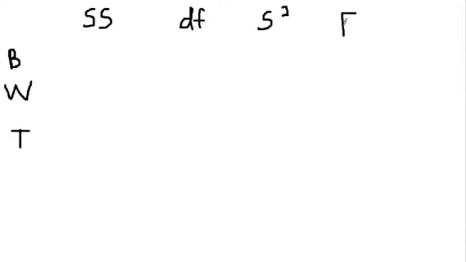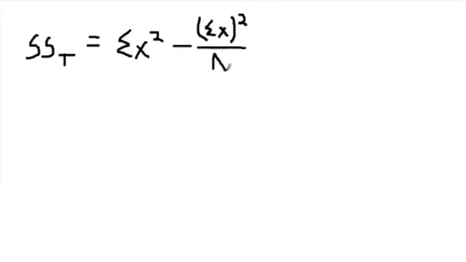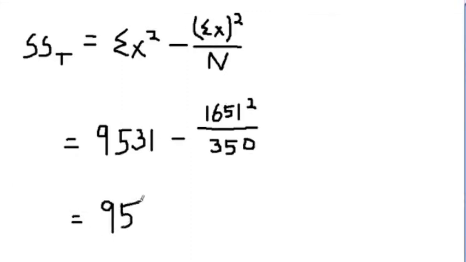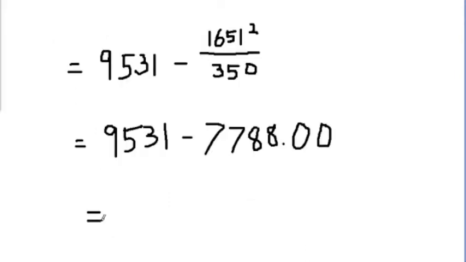So now I draw our favorite handy dandy chart and decide that I think I'm going to do sums of squares total first, because that's the formula you should be most familiar with. Sums of squares total equals the sum of x squared minus the sum of x, quantity squared, over n. Using our numbers, that means 9,531 minus 1651 squared over 350, equals 9531 minus 7788.00. You should be checking this math, by the way. And I get a total of 1743 even. So I'm going to enter that in the chart.